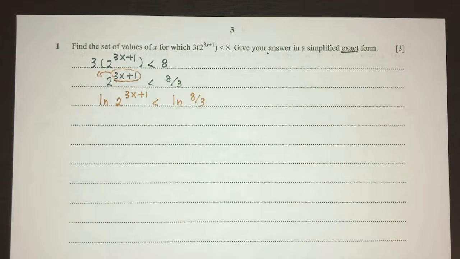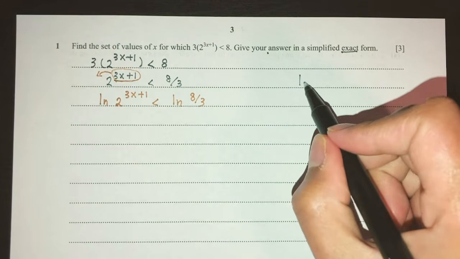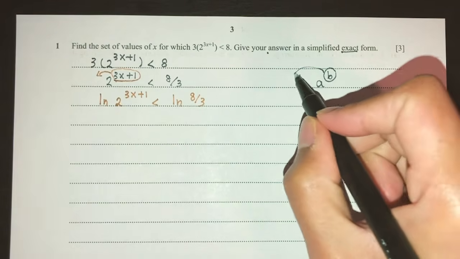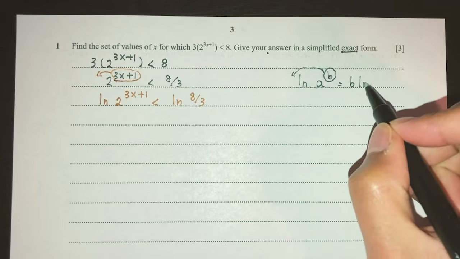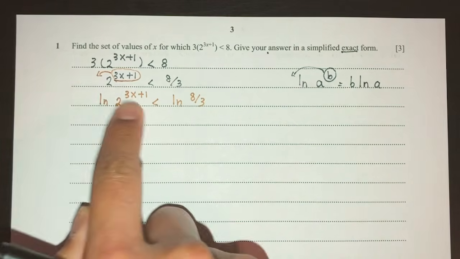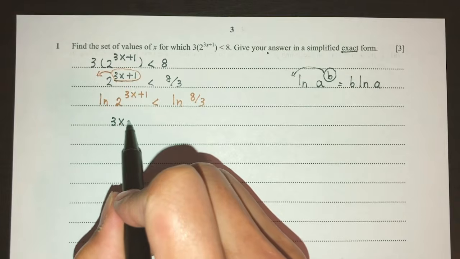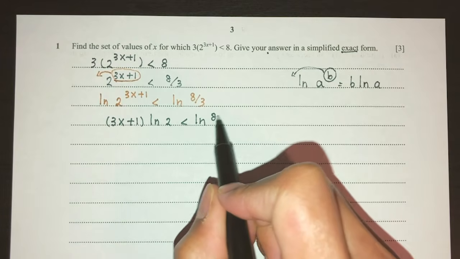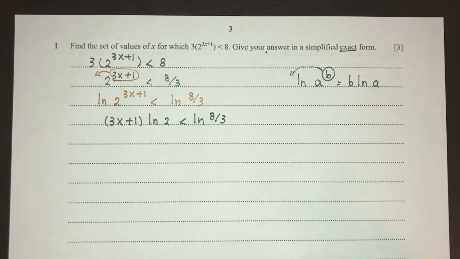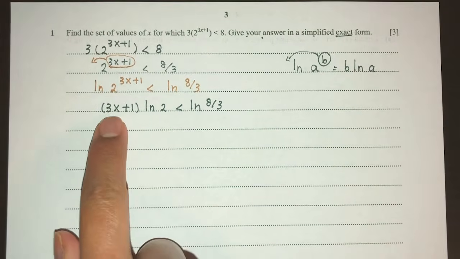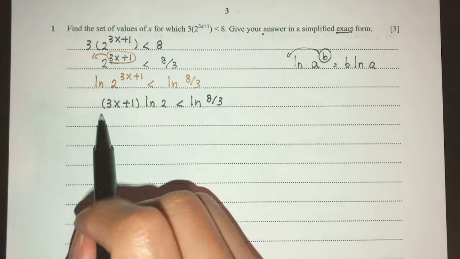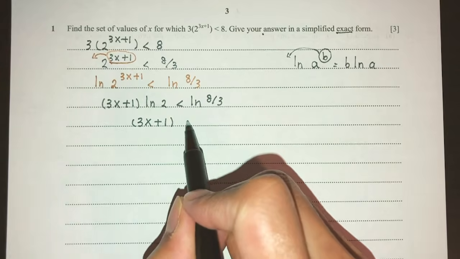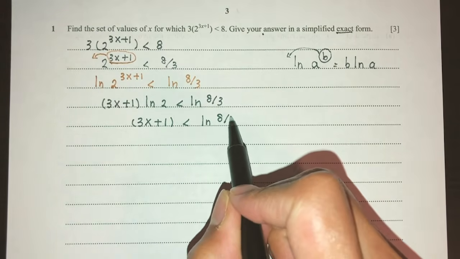Okay? So now we have to use this property. For example, whenever you have ln of a power b, you can send this power down. It is equal to b ln of a. So same thing here, I can send this down. You will have 3x plus 1 times ln of 2 less than ln of 8 over 3. Okay, that is the other step. So now we have to try to make x the subject of formula. So first we can try to divide by ln of 2. You will have 3x plus 1 is less than ln of 8 over 3, over ln of 2.